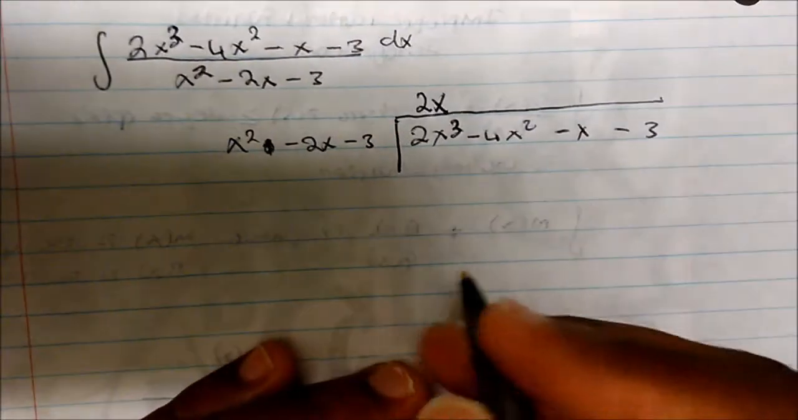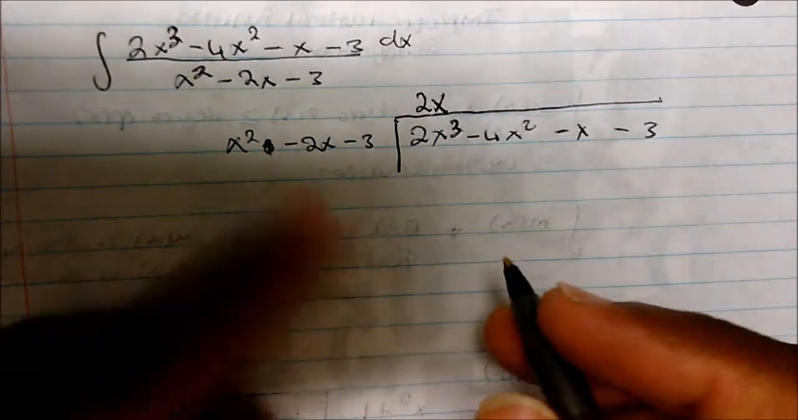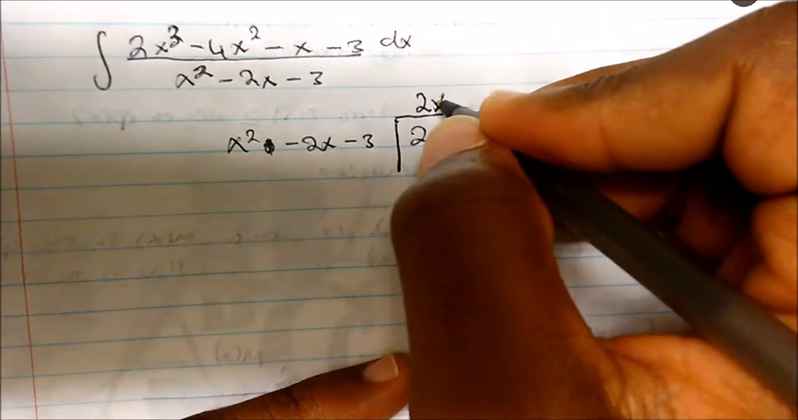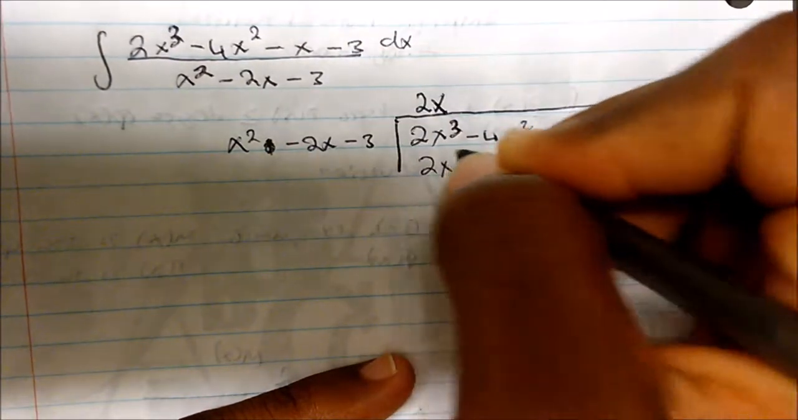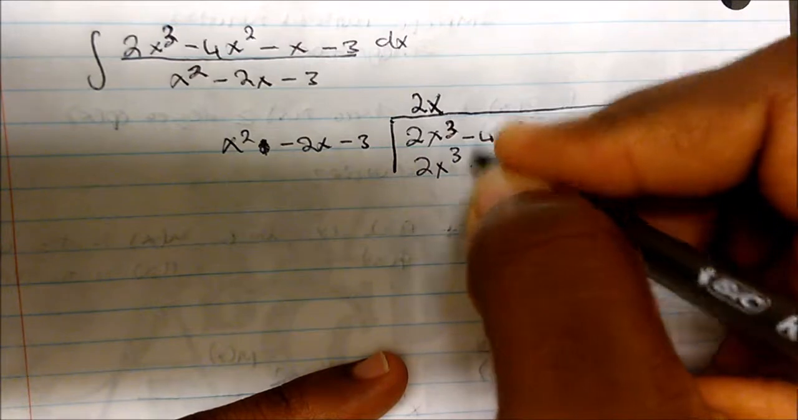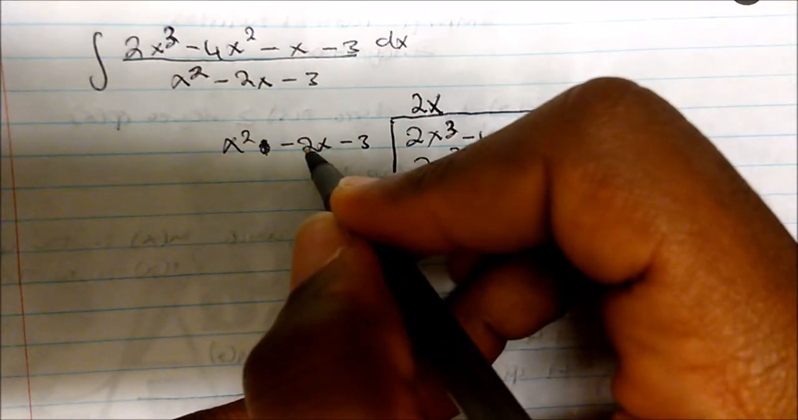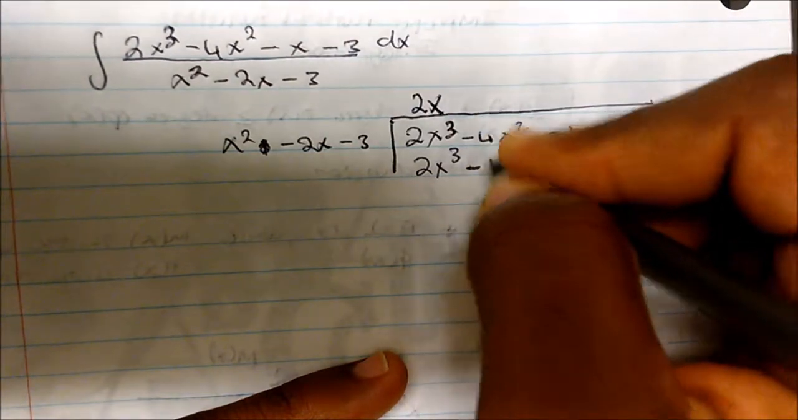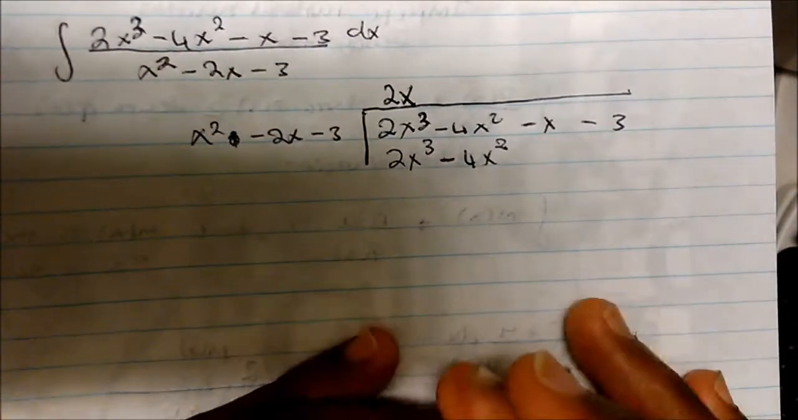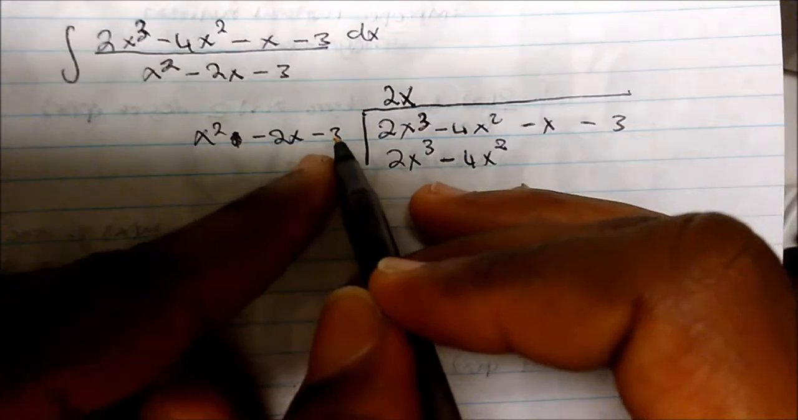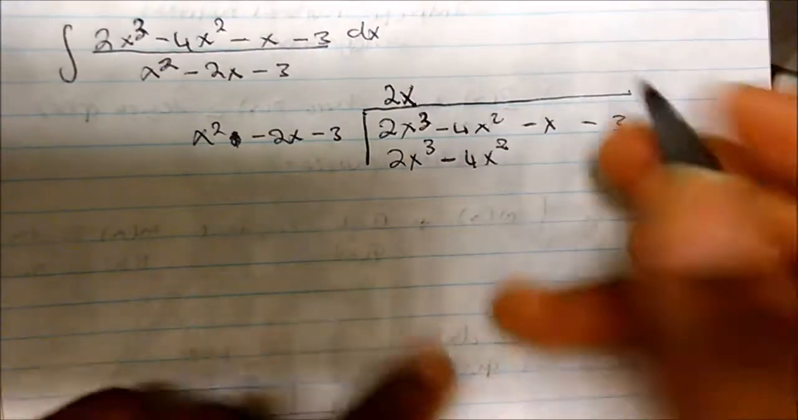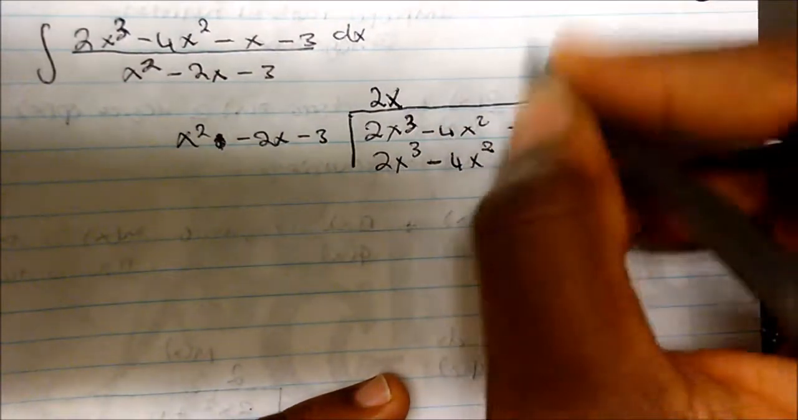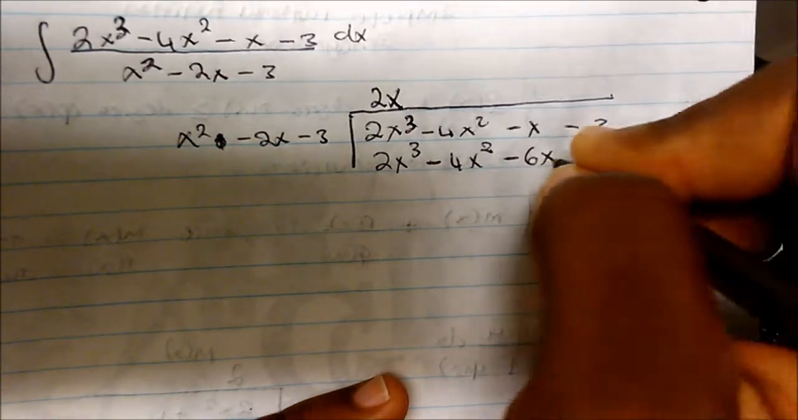And so now I can go ahead and distribute. 2x times x squared becomes 2x cubed, and 2x times negative 2x gives us a minus 4x squared, and then 2x times negative 3, that will give us a negative 6x.